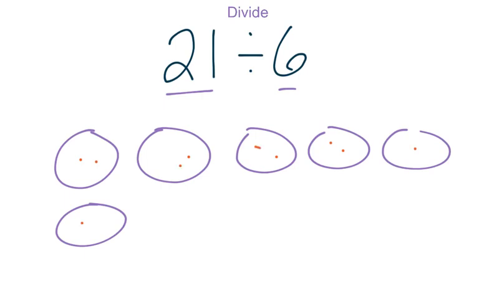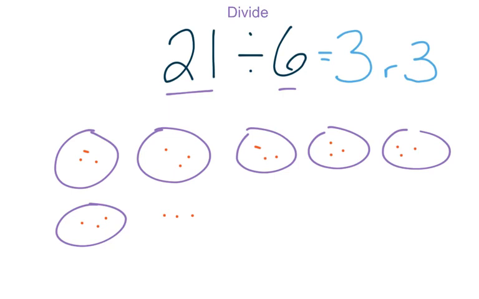6, 12, 18, and then I'm at 18, and if I try and do 6 more, that's going to give me 24, and I don't have 24, so then I'd have 18, 19, 20, 21, so I'd have 3 left over. So I would see how many do I have in each of my equal groups. I have 3, and my remainder would be 3.